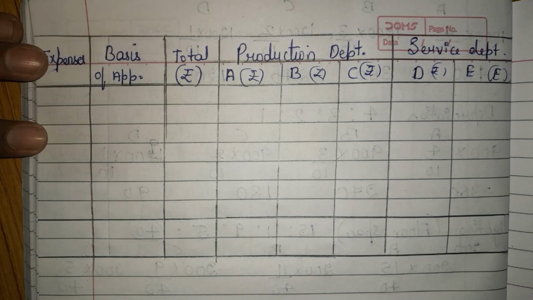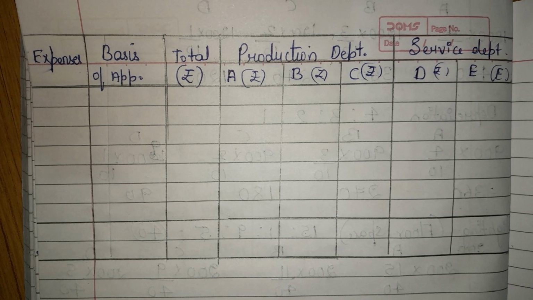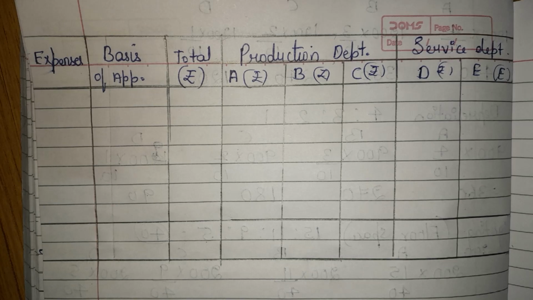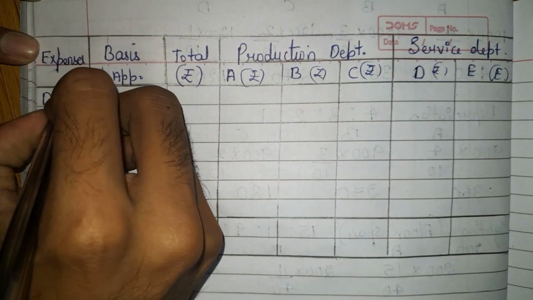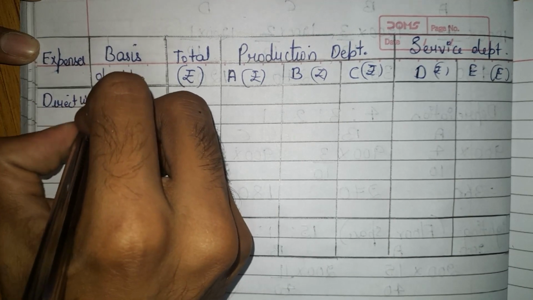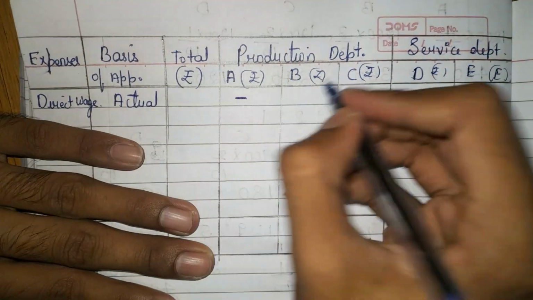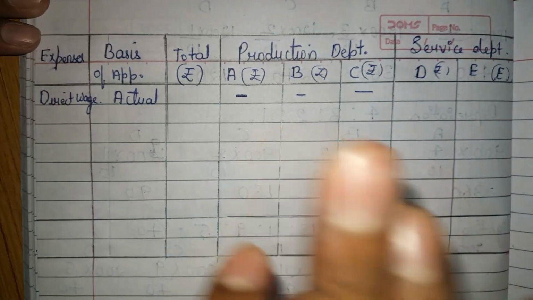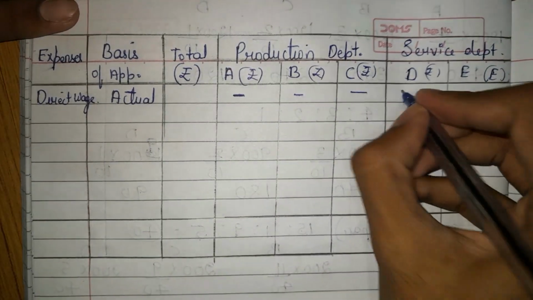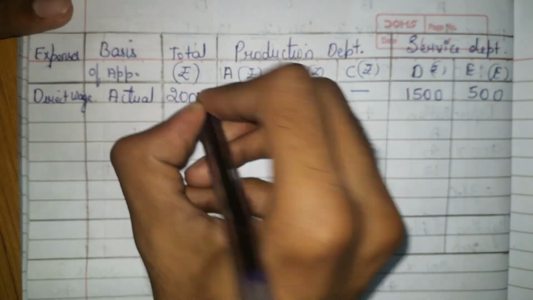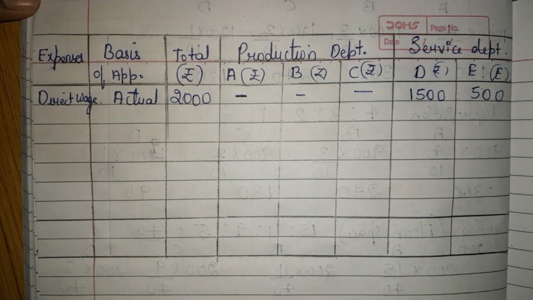Now, the first one they have given is rent and rates, but if you observe the further details, we have direct wages. First, you should always allocate the direct wages only to the service departments. So first, what we have is direct wages. Direct wages are actual, whatever they have given directly, you just put it. For A, B and C departments, they are production departments, so you need not distribute any direct wages. Now D department's direct wages is 1,500 and E department's direct wages is 500. If both are added, it becomes 2,000.